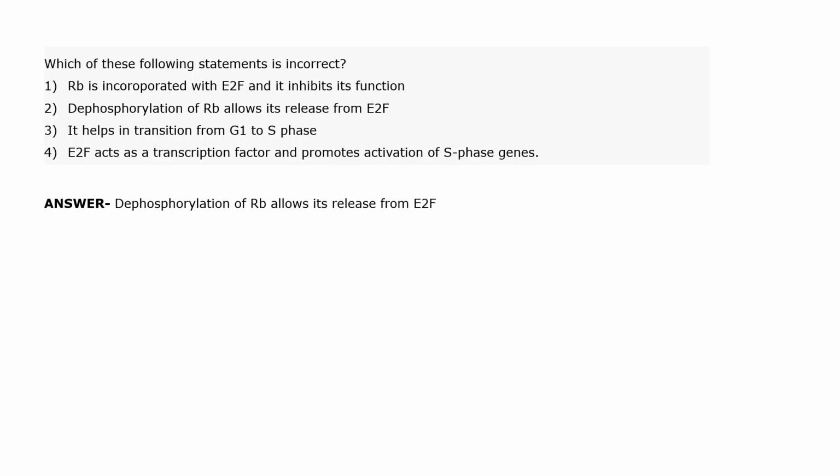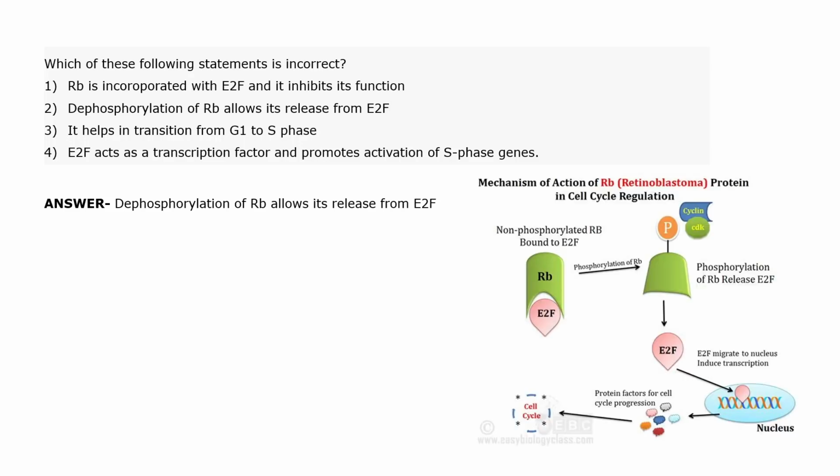Okay, so the incorrect statement is: dephosphorylation of retinoblastoma allows its release from E2F. That should have been phosphorylation of retinoblastoma protein allows its release from E2F. Whenever retinoblastoma is bound to this E2F transcription factor, the transcription regulator activity of E2F is inactivated. However, when the cyclin CDK proteins are activated, whenever G1 to S phase transition needs to take place, certain CDKs phosphorylate this retinoblastoma. You can see that the site is getting changed there. So this results in the release of E2F transcription factor.